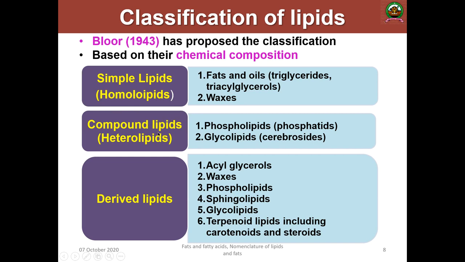Next one is compound lipids or heterolipids. There is more than one type of residue present. They are phosphatides or phospholipids, glycolipids, or cerebrosides. We will discuss in detail. Then the third one is derived lipids. They are mainly terpenoids and carotenoids. But there are acylglycerols, waxes, phospholipids, sphingolipids, glycolipids, terpenoids such as carotenoids, and steroids. So this we are going to discuss in detail in the subsequent section.